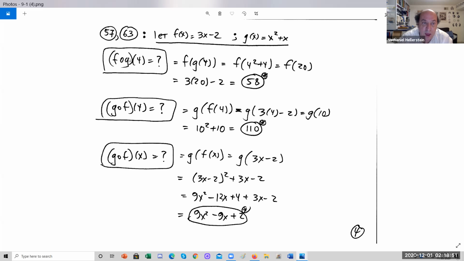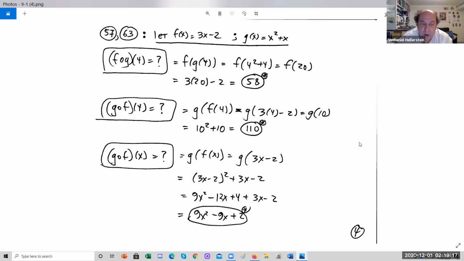Here we have f of g at 4, g of f at 4. Okay, f of g at 4. G at 4 is 4 squared plus 4 is 20. F of 20, 3 times 20 minus 2 is 58. G of f at 4. G of f at 4 is g of f of 4, which is g of 3 times 4 minus 2. 12 minus 2 is 10, so this is g of 10. G of 10 is 10 squared plus 10 is 110.